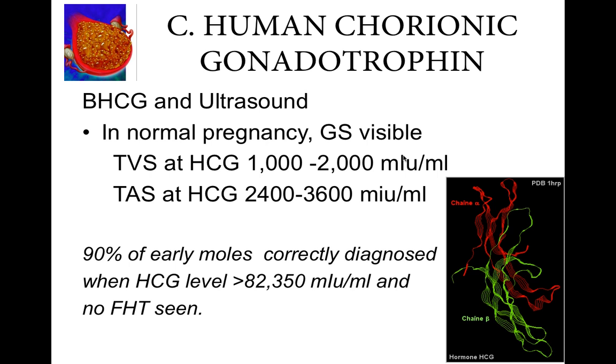Correlating your HCG level with sonography is helpful in arriving at an early diagnosis of hydatidiform mole. In normal pregnancy, the gestational sac becomes visible at an HCG level of 1000 to 2000 mIU per ml, and by transabdominal scan at an HCG level of 2400 to 3600 mIU per ml. And almost 90% of early moles are correctly diagnosed when the HCG level is above 82,000 and there is no fetal heart movement as demonstrated by ultrasound.